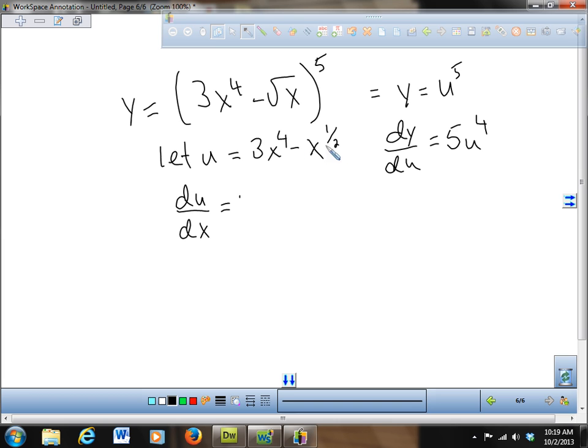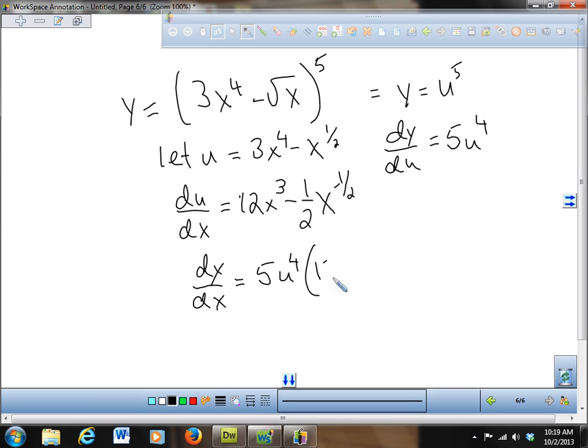What's the derivative of this with respect to x? 12x cubed minus 1/2 x to the negative 1/2, which is the same as bringing it down and making the square root. So dy/dx is equal to dy/du, 5u to the 4th, times this thing, which I'm going to write as 12x cubed minus 1 over 2 root of x.